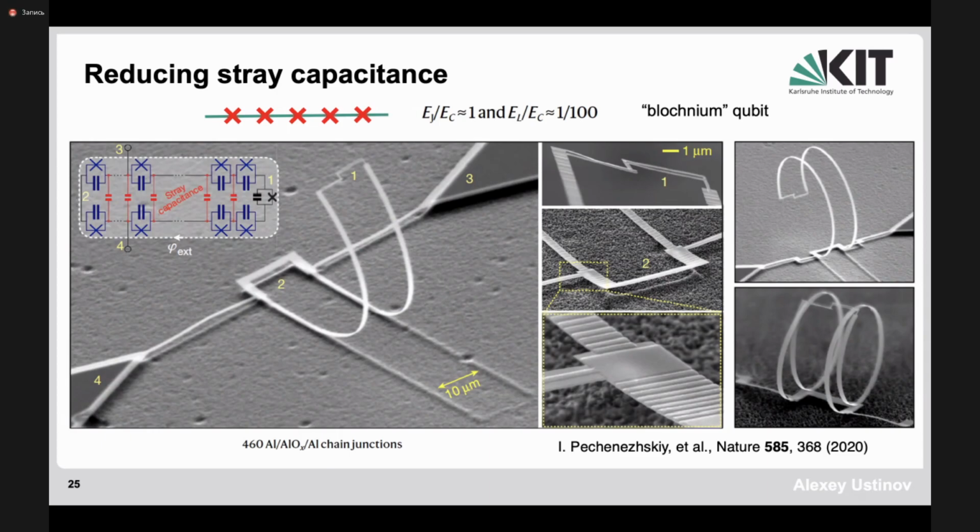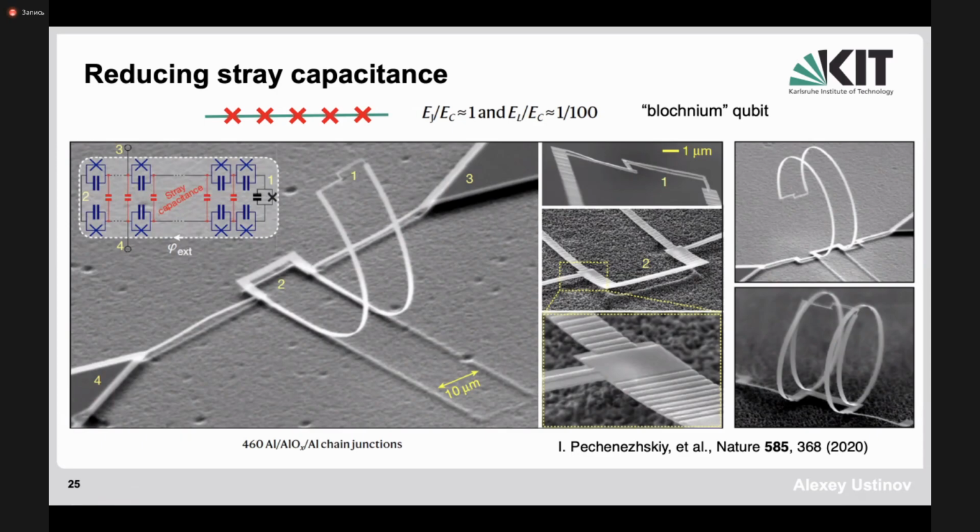Now, this device was called Blochnium because in the periodic space of quasi-charge, the states of different charge number on the island, on the quantum junction, which is shown here, were coupled by tunneling from multiple wells.